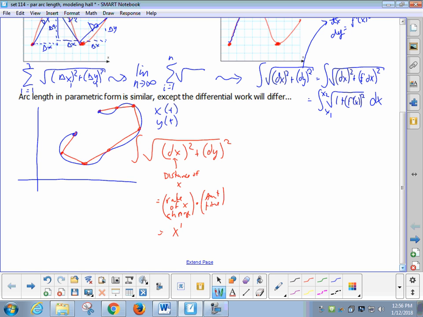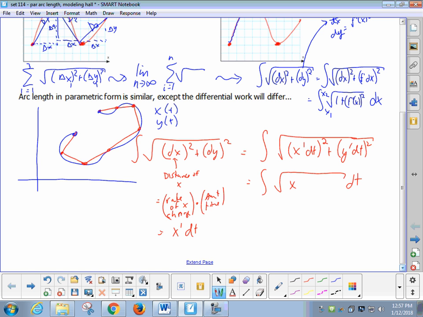So x prime dt. This guy would become x prime dt quantity squared. Okay? That's rate times time. And by the same token, y prime dt quantity squared gives you rate times time of y. So something like x prime squared plus y prime squared dt.